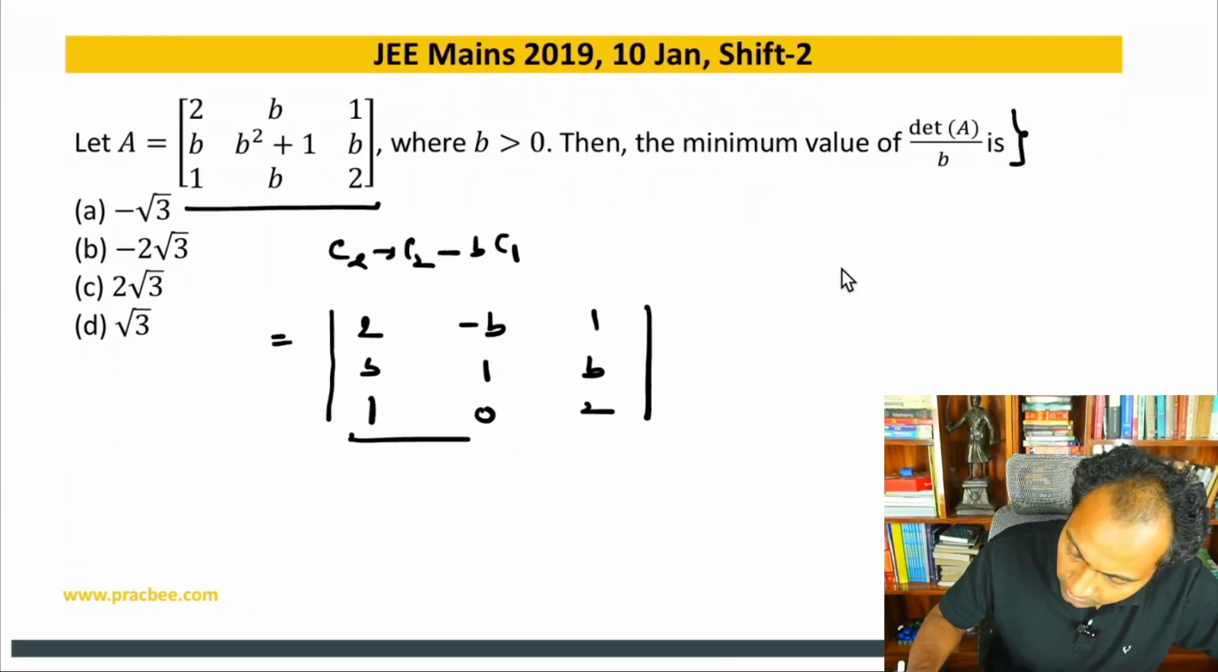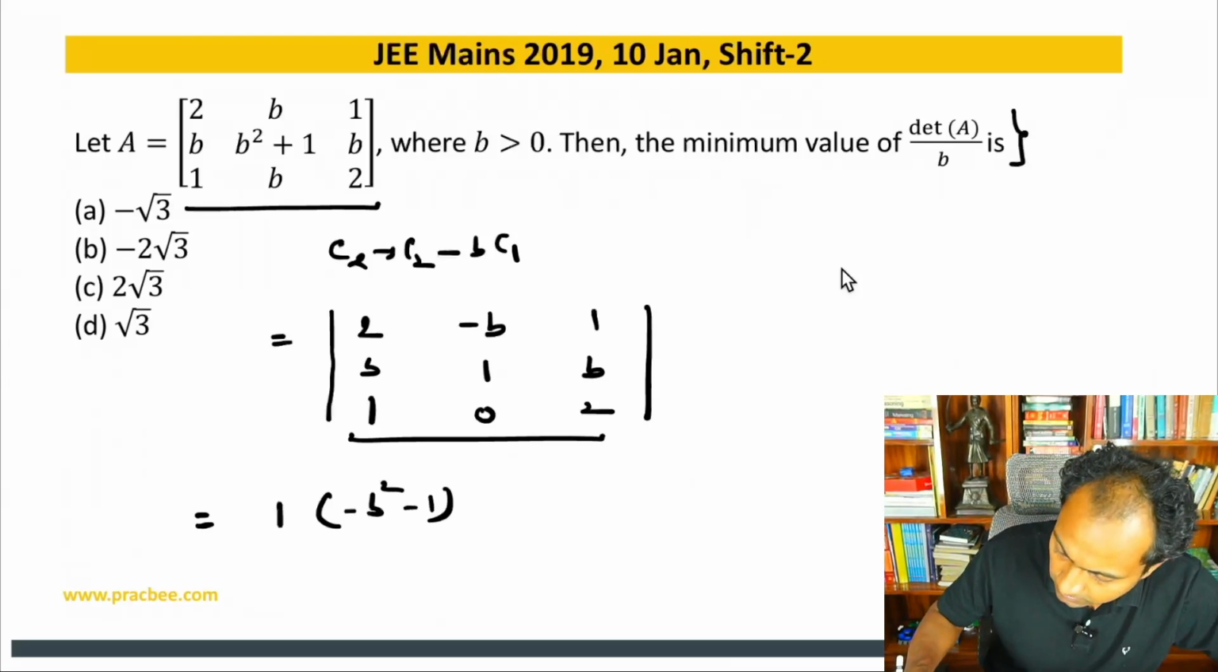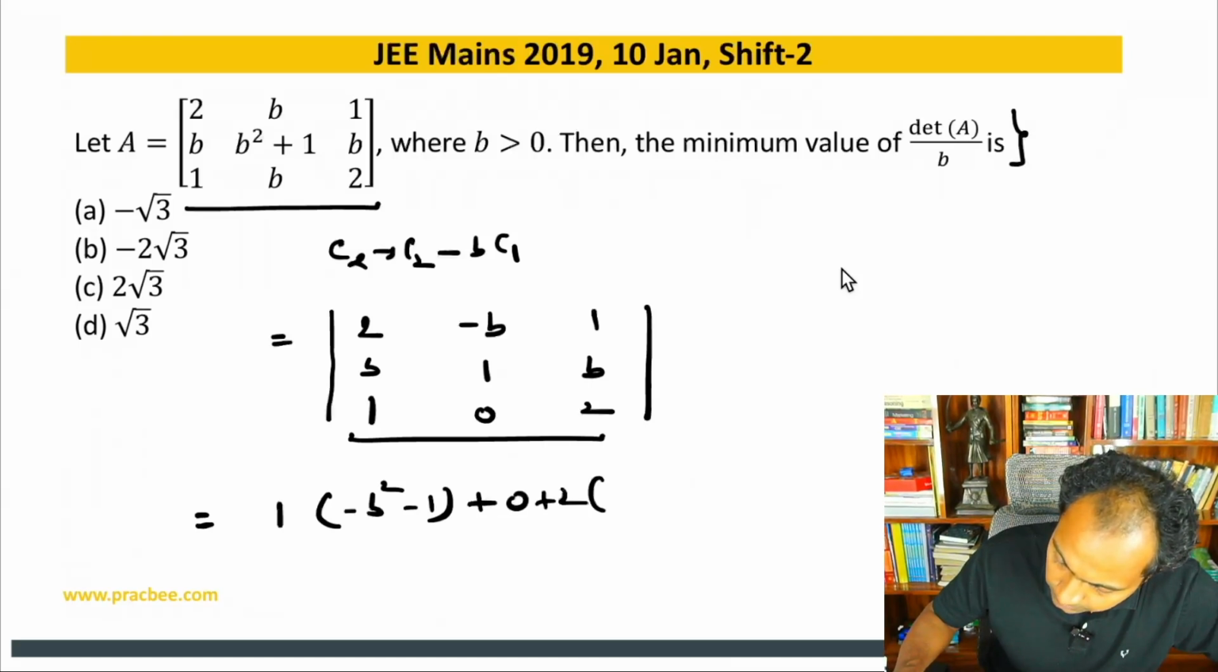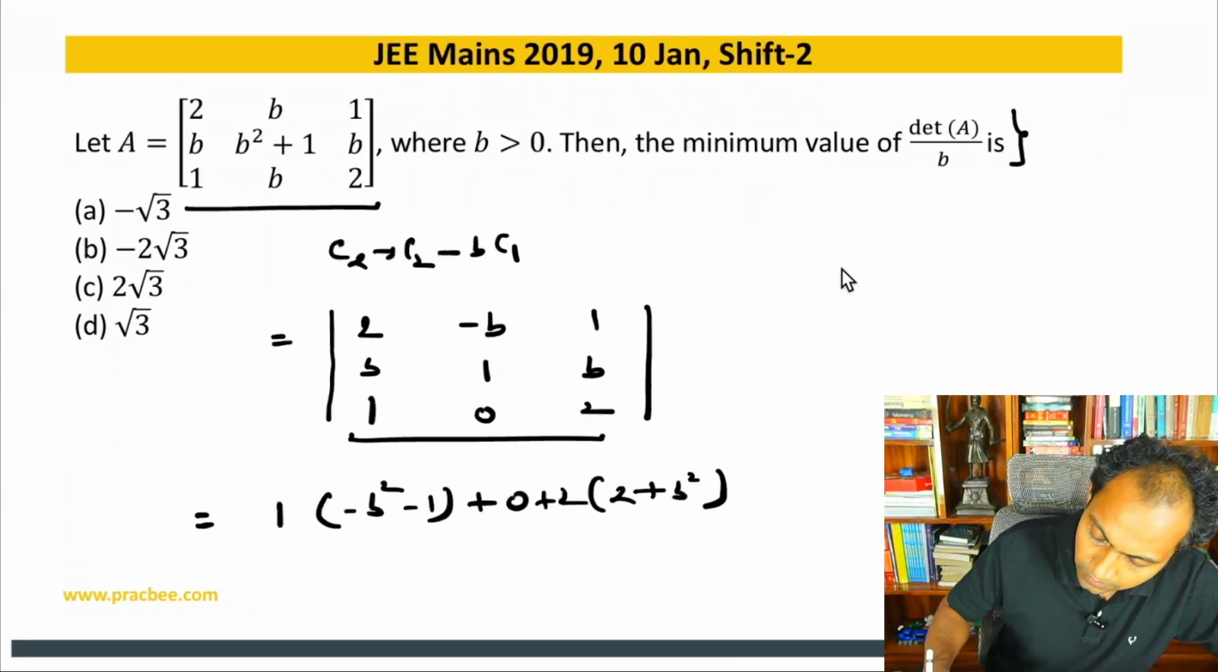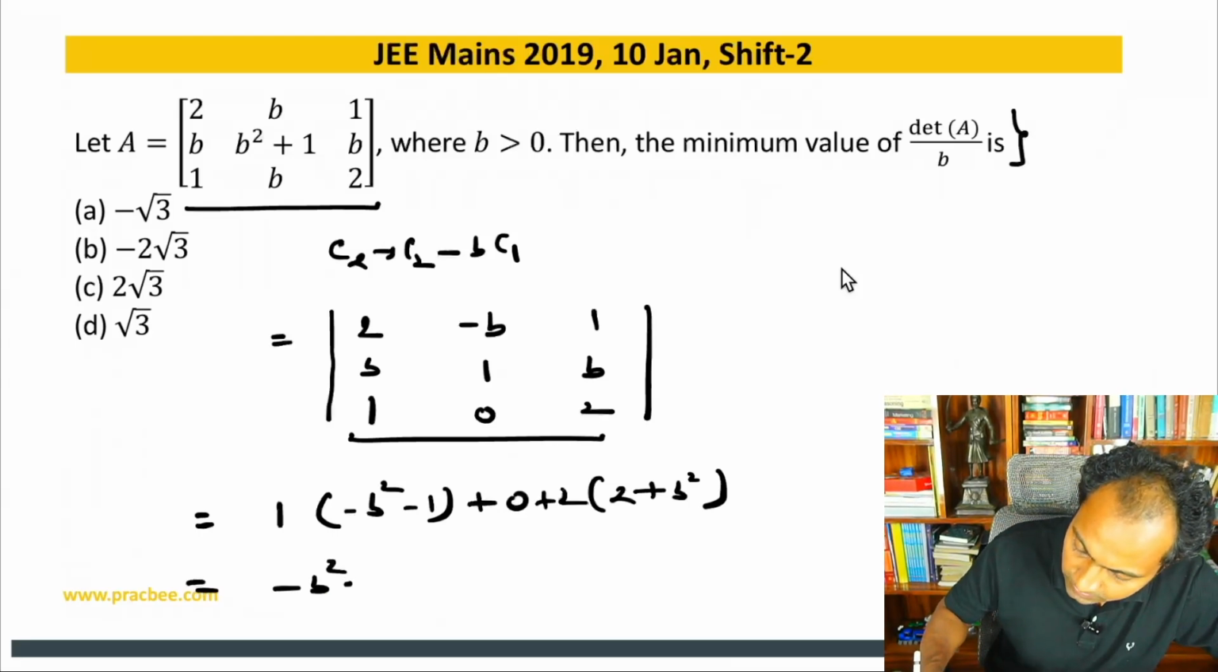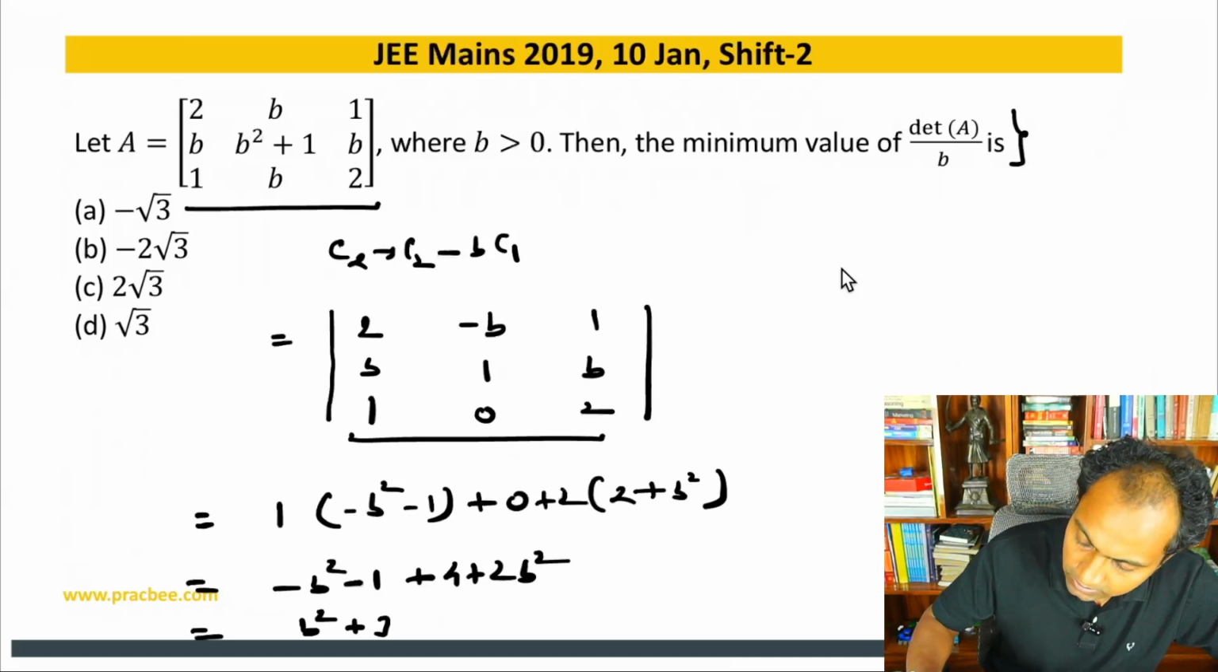If I expand it along row 3, it is going to become 1 into minus b square minus 1, plus 0, plus 2 into 2b. It would be nothing but 2 plus b square. If I simplify, this becomes minus b square minus 1 plus 4 plus 2b square. So ultimately what we are getting is b square plus 3. This was the first part.